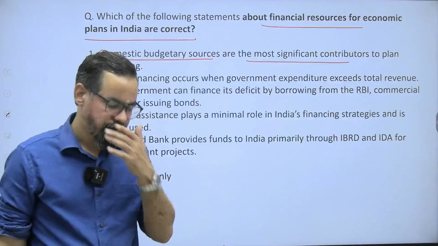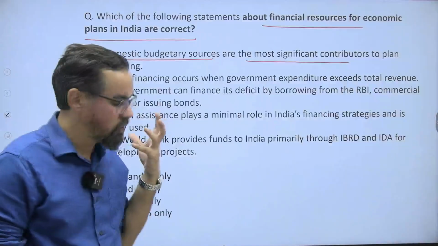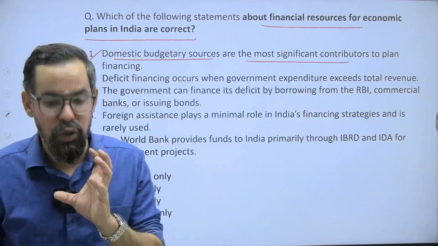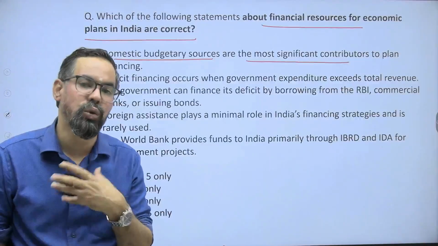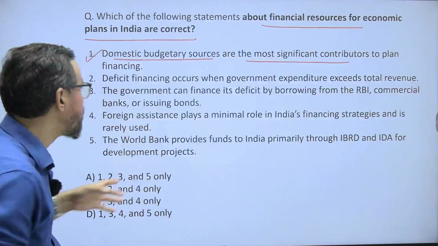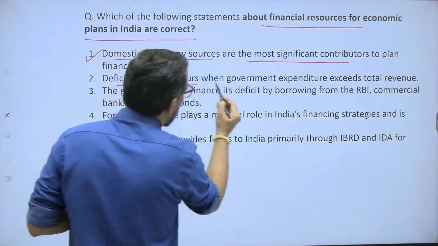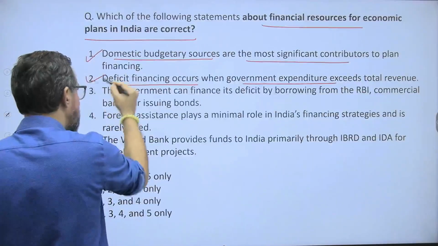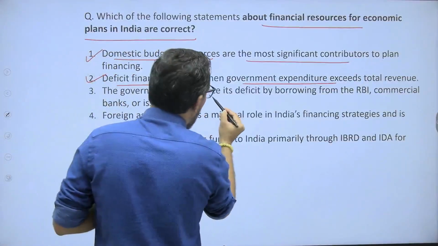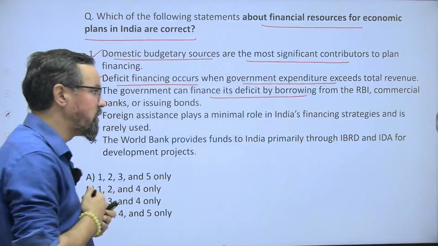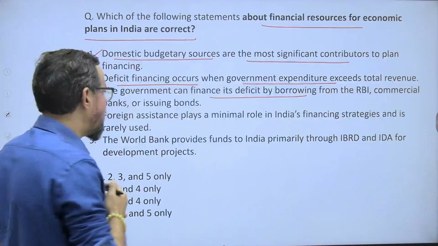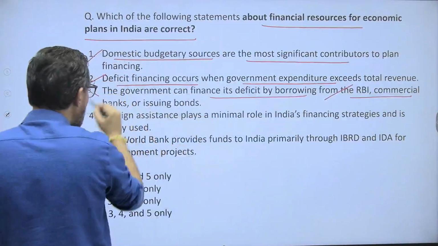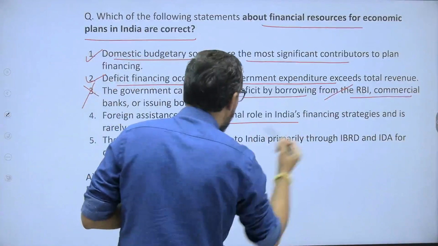When it comes to the domestic budgetary sources, the income basically includes the revenue income, which we generally account through taxes and non-taxes. Deficit financing occurs when government expenditures exceed total revenue: 100% true. Government can finance its deficit by borrowing from RBI, commercial banks and bonds. So this is prohibited. This is wrong.